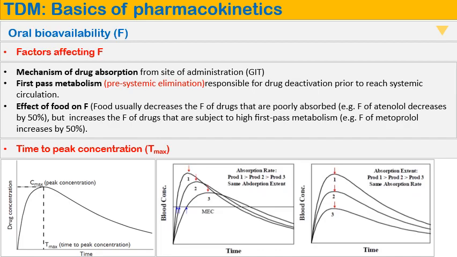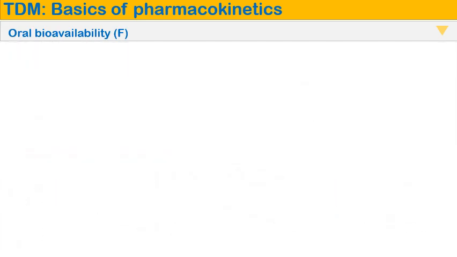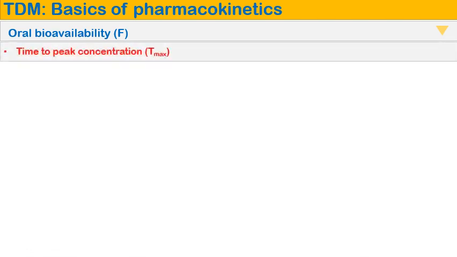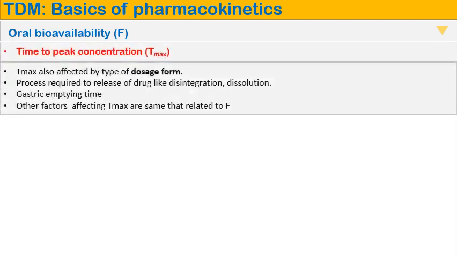to determine the onset of action because it's required especially in some drugs. So the Tmax is affected by dosage form, they are different from the dosage form.